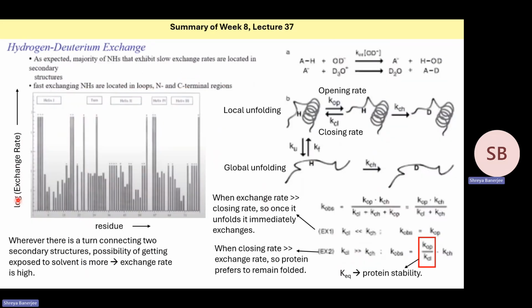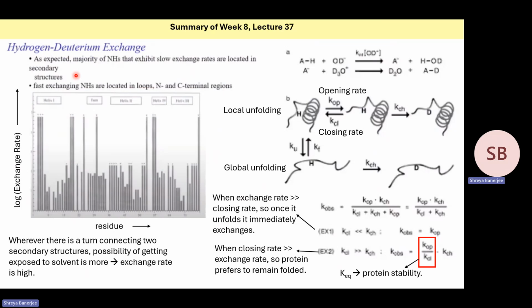Now, here you have more details of the experiment. So here another curve is shown. The residue number is in the x-axis, and in the y-axis, you have log of the exchange rate. You have a secondary structure here. So you have a helix. So basically, as expected, the majority of the NH that exhibit slow exchange rates are located in secondary structures.